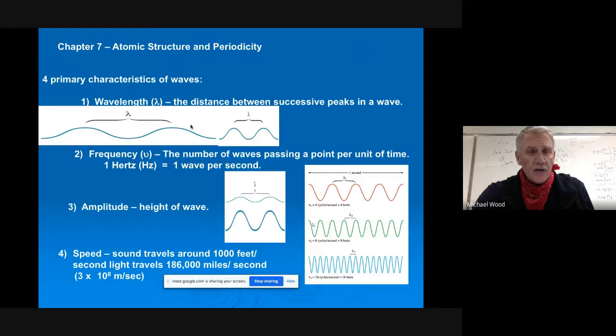Sound travels about 1,000 feet per second, whereas light travels 186,000 miles per second. I'm just going to figure this out myself. If you think about how fast light is traveling, in 1 second, light travels around the Earth about 7.5 times.